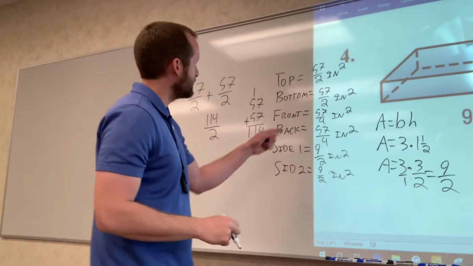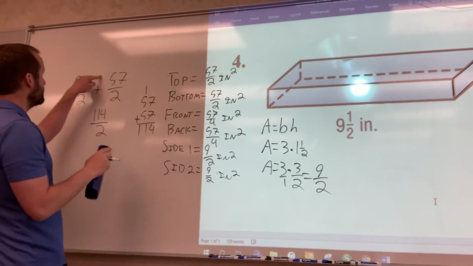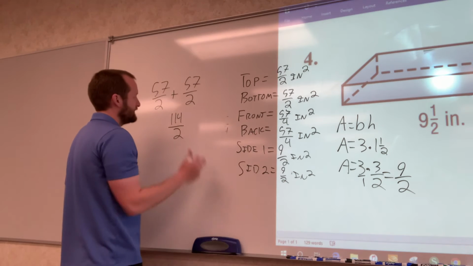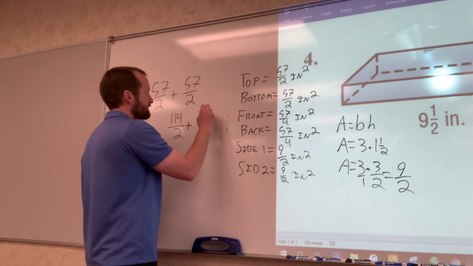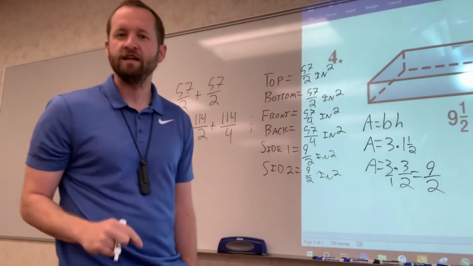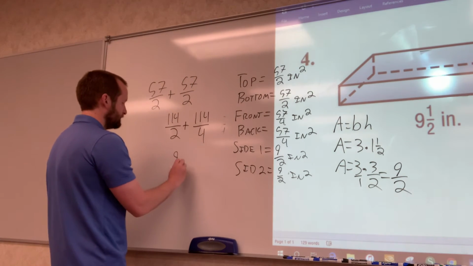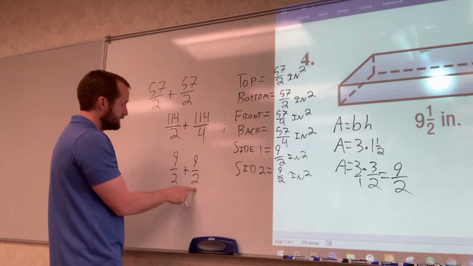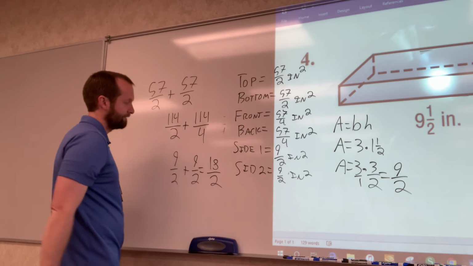So now, let's find out what is 57 fourths plus 57 fourths. That one actually won't be too bad. We've already done 57 plus 57, right? When we found out that was 114, so it's just going to be 114 fourths for the front and the back. Okay, now let's do the sides. 9 halves plus 9 halves, right? Denominators are common, so we can do this addition. 9 plus 9 is 18, so 18 halves, okay?